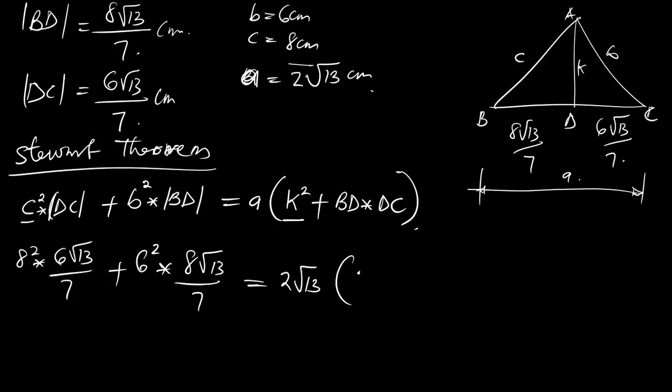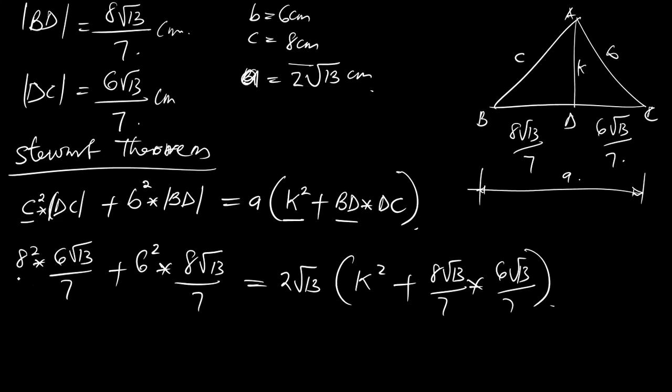Now we have applied it. Now here is K squared plus BD, which is 8 root 13 all over 7, times CD, which is 6 root 13 all over 7.